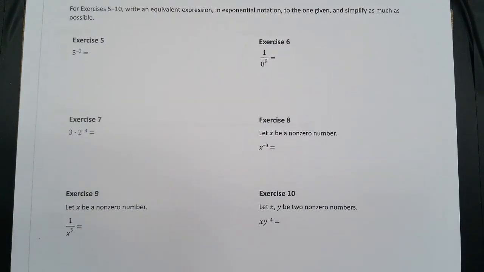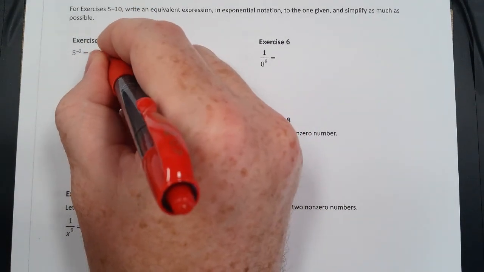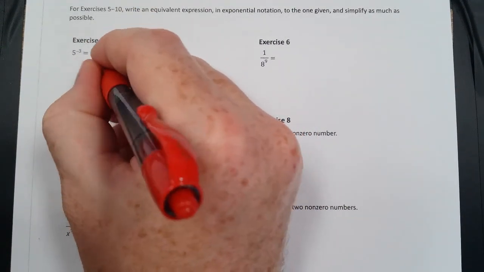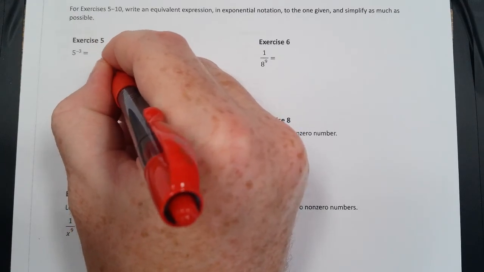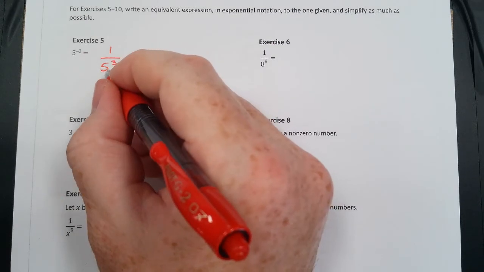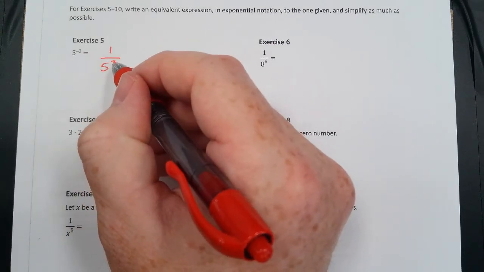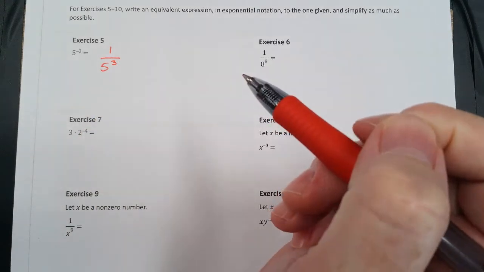For exercise 5, 6, 7, 8, 9, and 10, let's see. Let's do exercise 5 first. Okay, negative exponent, which means, following our rule, we move the base and the exponent to the denominator. 1 over 5 to the third. It means exactly the same thing. The only difference is this is the way the exponent is positive.